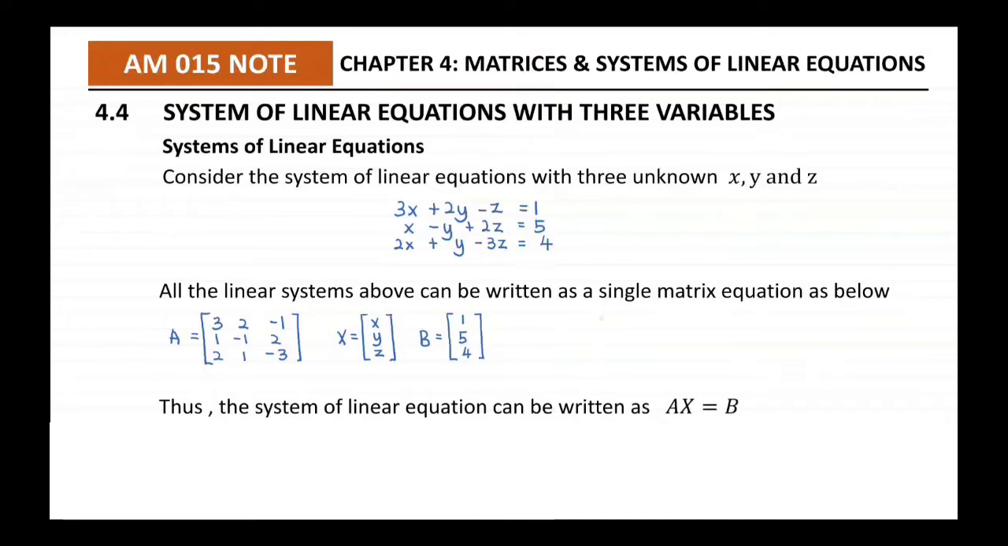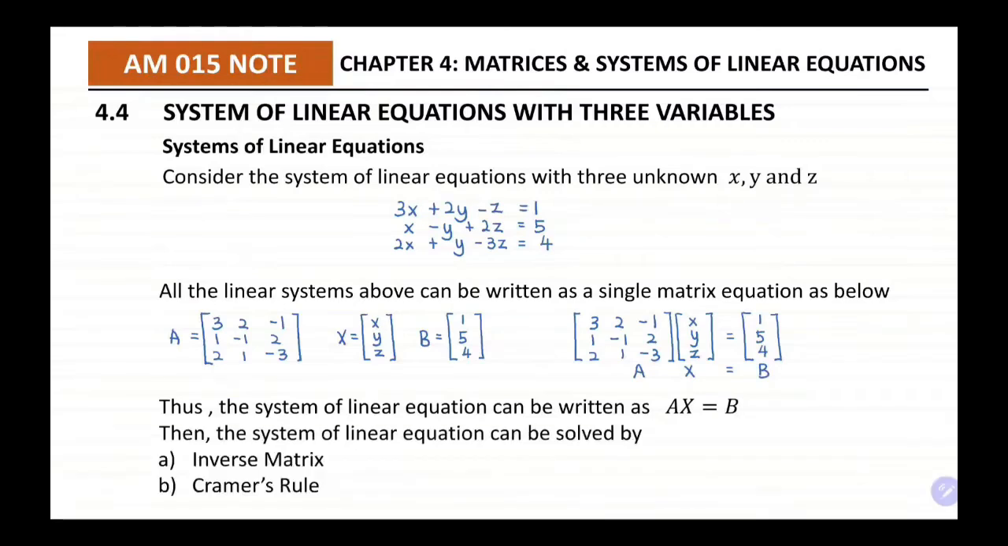Cara dia, kita terus tulis 3, 2, negative 1, 1, negative 1, 2, 2, 1, negative 3. This one matrik A, AX, so matrik X is x, y and z, ada 3 unknown, equals to matrik B. Our matrik B is 1, 5, 4. Okay, macam ni pun kita boleh tulis. So AX equals to B.